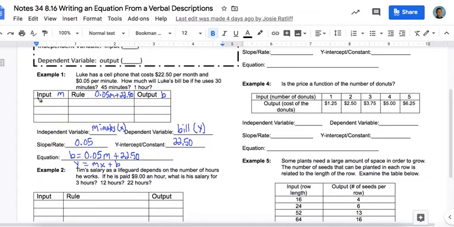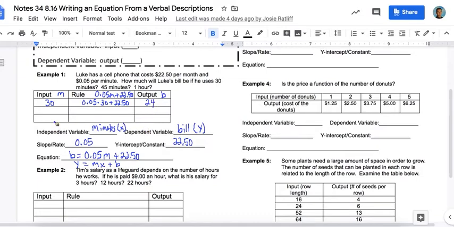Okay, so we're going to take our first input, which was 30 minutes, and we're going to take 30 times 5 cents, which is going to give us a, oops, hold on, let's write that. 5 cents times 30 plus $22.50. Okay, and I don't have room to show you here, but if I did 5 cents times 30, that would give me $1.50, and then I would add that to the $22.50 that the cell phone costs. So that will give me 24.